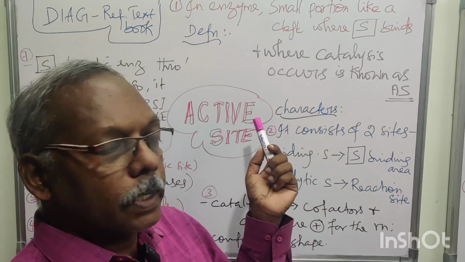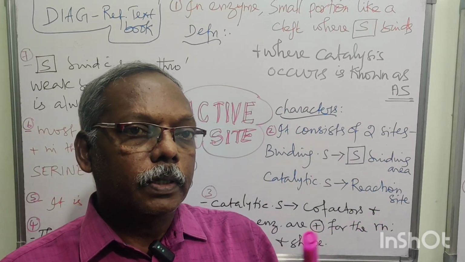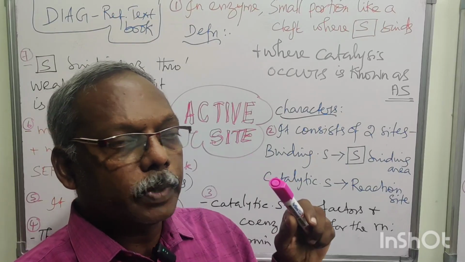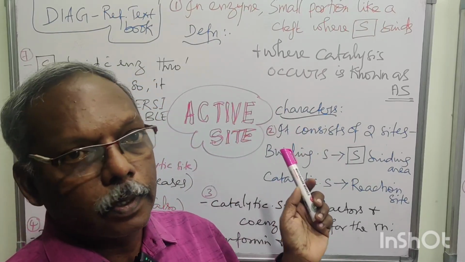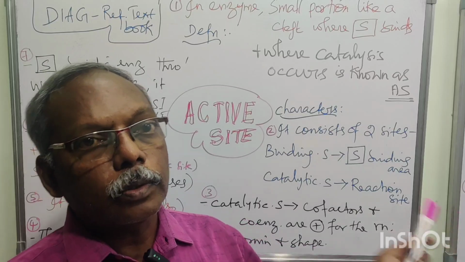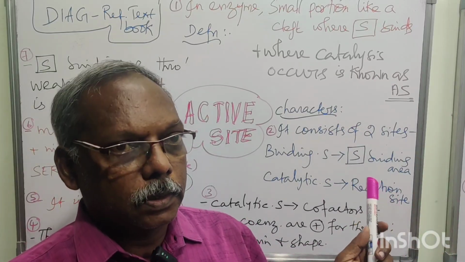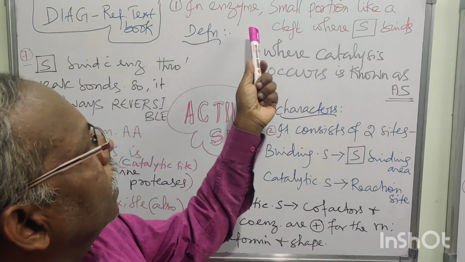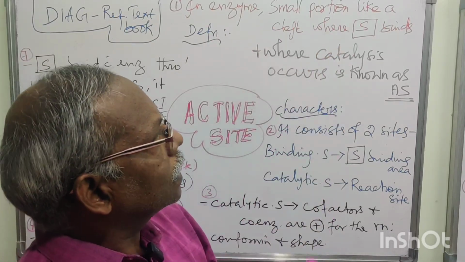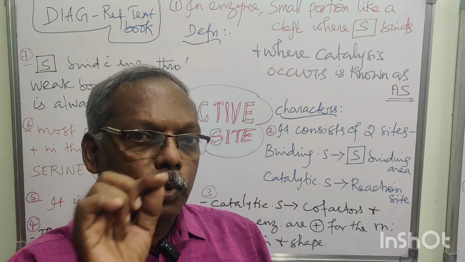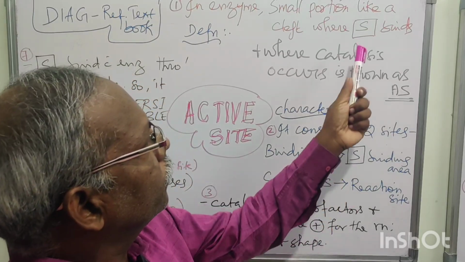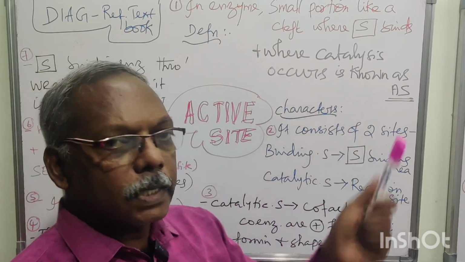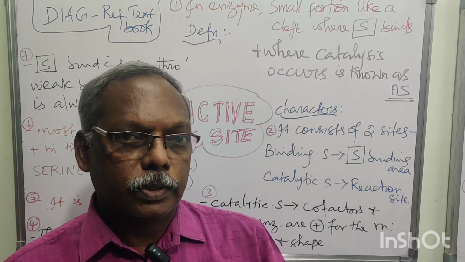Sometimes for any essay question or any 2.5 mark or 3 mark question, they will ask about the active site. For the 3 mark question, this board is enough. For the 5 mark question, you have to include the two models. So first, how will you define it? In an enzyme, a small portion like a cleft, where the substrate binds and where the catalysis also occurs, is known as the active site.